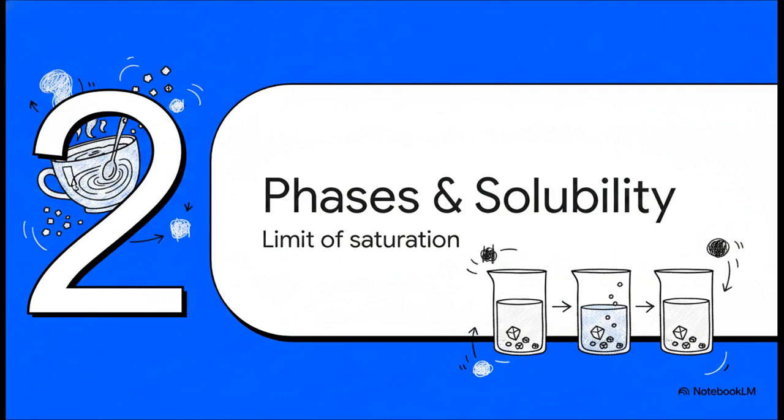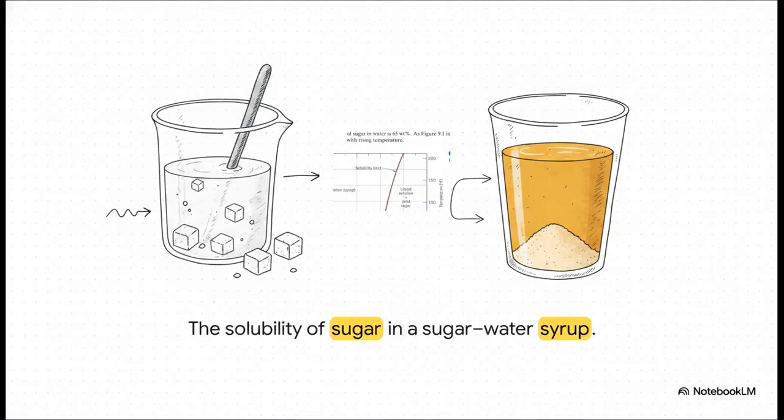Moving right along to section 2, phases and solubility limits, the sweet science of saturation. Now, things get really interesting when we start mixing phases together. Think about stirring sugar into your morning coffee or tea. As you add sugar, it dissolves into a single liquid phase, basically a syrup. But there's a limit, right? If you keep dumping sugar in, eventually it just sits at the bottom of the mug. You've officially hit the solubility limit.